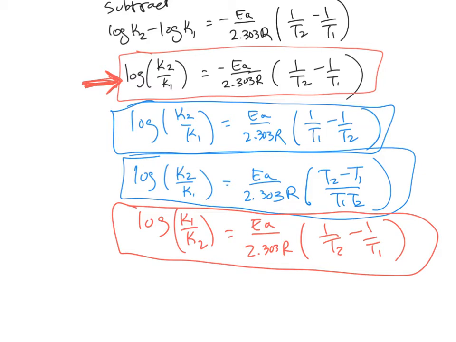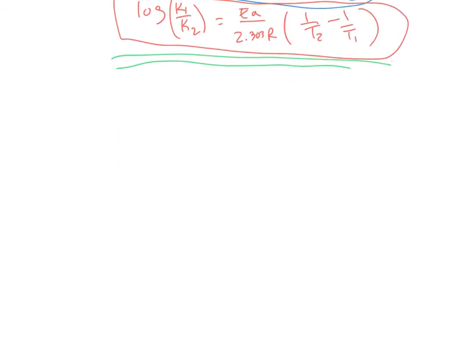But whatever form you choose to use, make sure your numbers are consistent. I like this first one because k2 is listed first, T2 is listed first, k1 is listed second, T1 is listed second. The whole thing just makes sense to me. But then you got to remember to have that negative sign there, and students tend to not remember that. So be warned. All right, why do we care about all of this? So we'll look at an example here, and we'll use that first form.